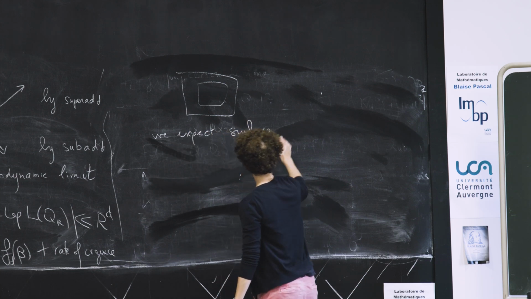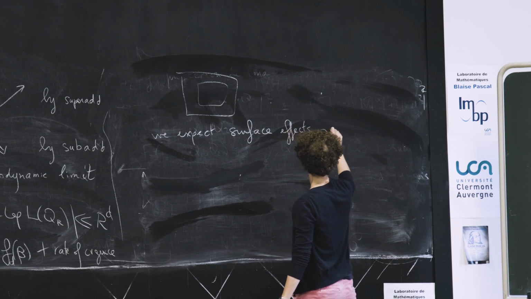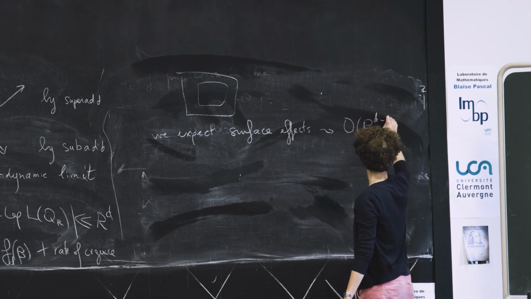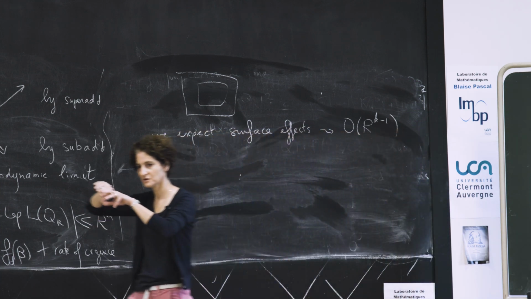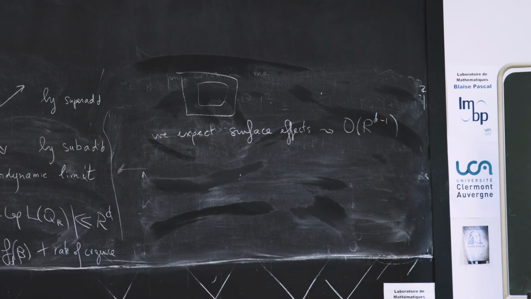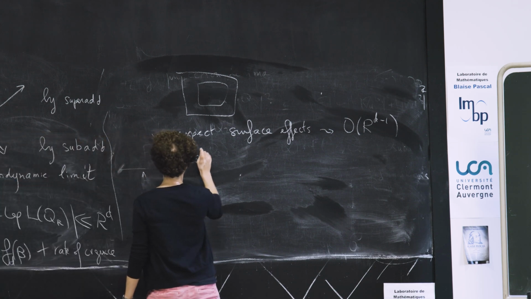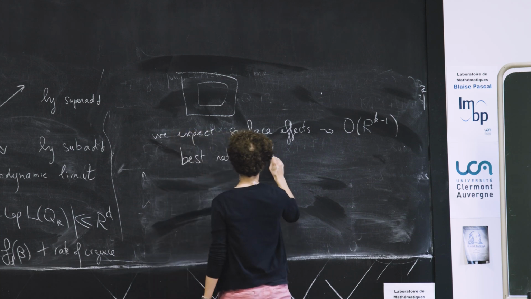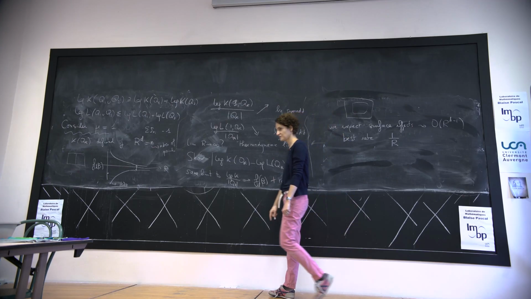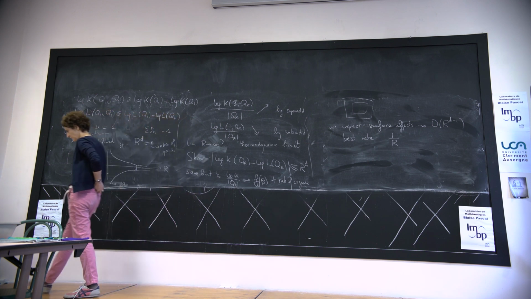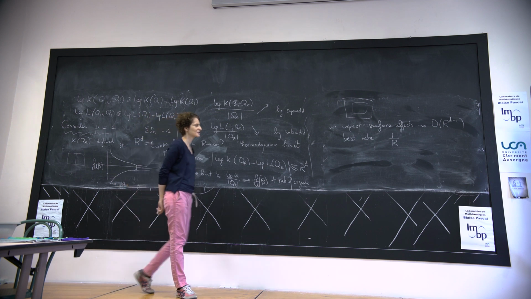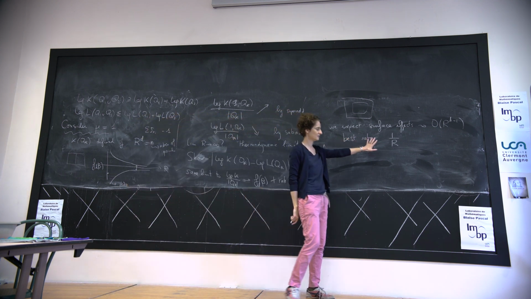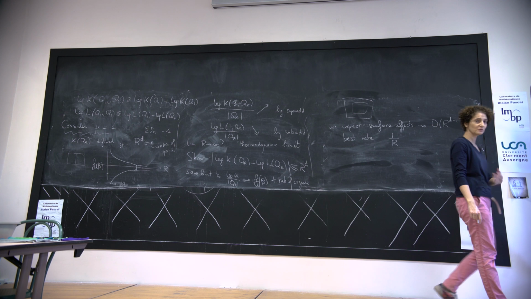And what is the size of the surface? Well, it's now r to the d minus 1. Right, so when you have a thing of volume R^d, the surface is R^(d-1). So at best, the best rate we can hope would be 1 over r, because you divide by R^d, so R^(d-1) divided by R^d is 1 over r. And we cannot do better. This is really the limit. But we can hope to do that.